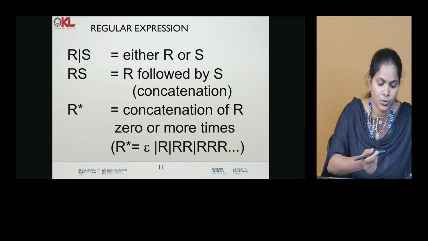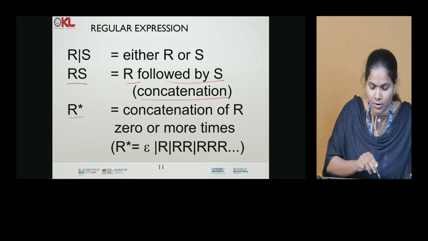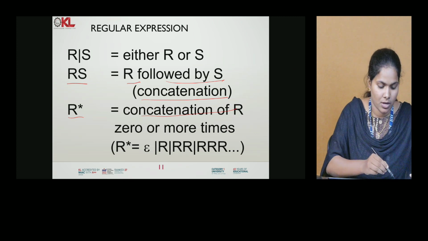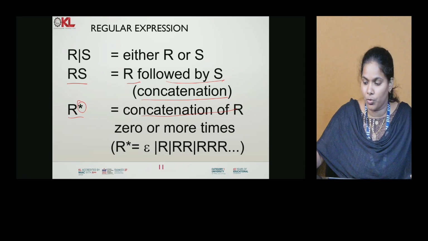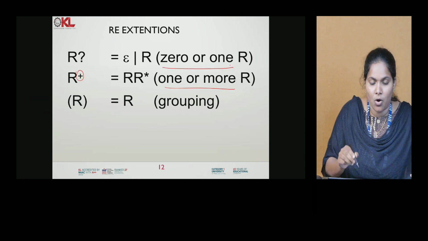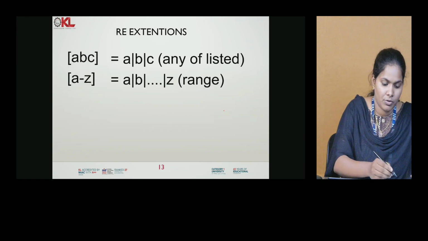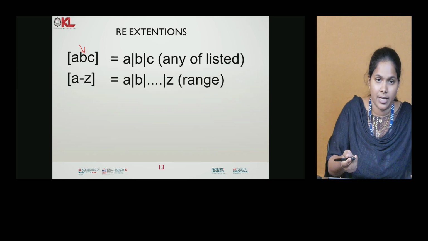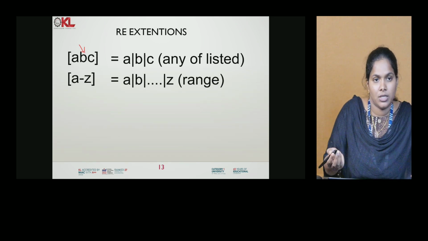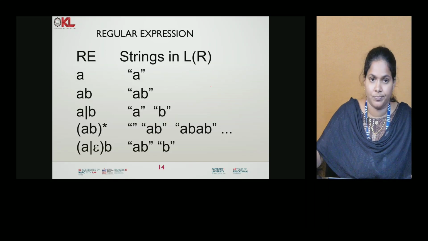So I think you all know these: either R followed by S, the concatenation, or R star, meaning R 0 or more times. The star represents 0 or more. The plus symbol means 1 or more. The question mark means 0 or 1. The parentheses are only for grouping, right? If you have the string in brackets, it can be A or B or C, right? If you have A to Z, it means A or B or C, up to the Z range.